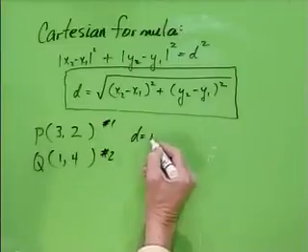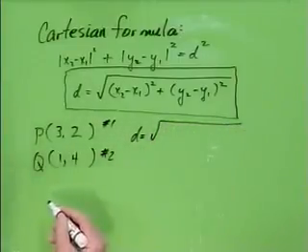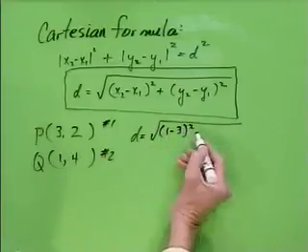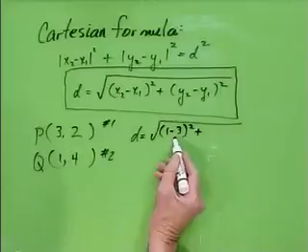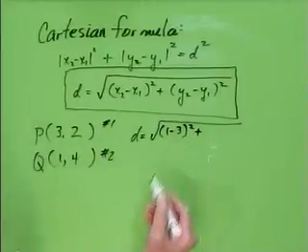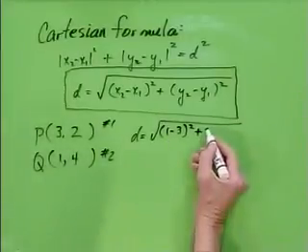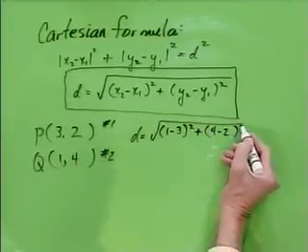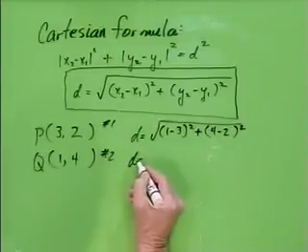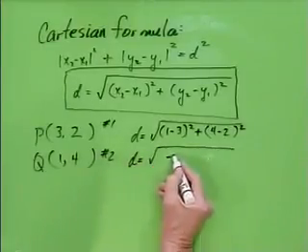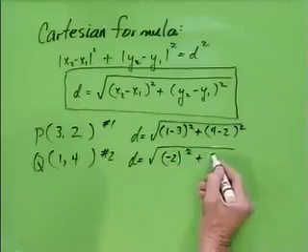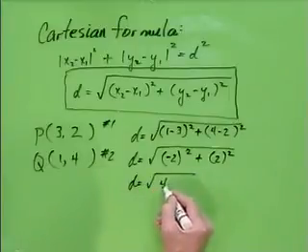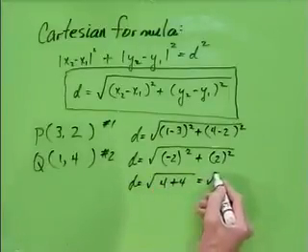Then the distance will be the square root of, let's see, x2 minus x1. That's 1 minus 3 squared. And you'll notice, sure enough, that difference is negative this time. But when I square it, that won't be a problem. And then the other quantity is going to be 4 minus 2 squared. So the distance between these points is the square root of negative 2 squared plus 2 squared. So the distance then is the square root of 4 plus 4, or the square root of 8.